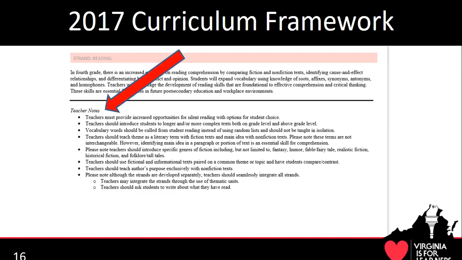Now, the teacher notes do help to provide some specification for some of the revisions in the standards, but they also help to provide some best practices that go along with the standards. So just looking quickly at this 4th grade reading one, some of the best practices that are listed there. Student choice, allowing student choice is a huge best practice in 3 through 5. We want students to have choice of what they read. Increased opportunities for silent reading. Students are reading longer and more complex text on and above grade level. Students are getting new vocabulary from the text that they're reading, and students are pairing text. So that is just a quick list of some that are listed there.